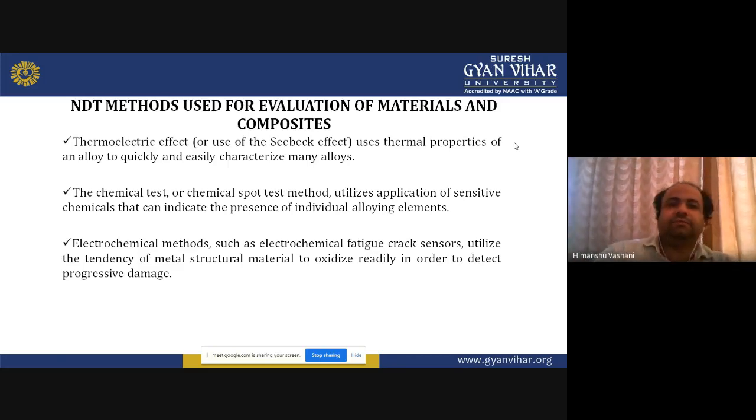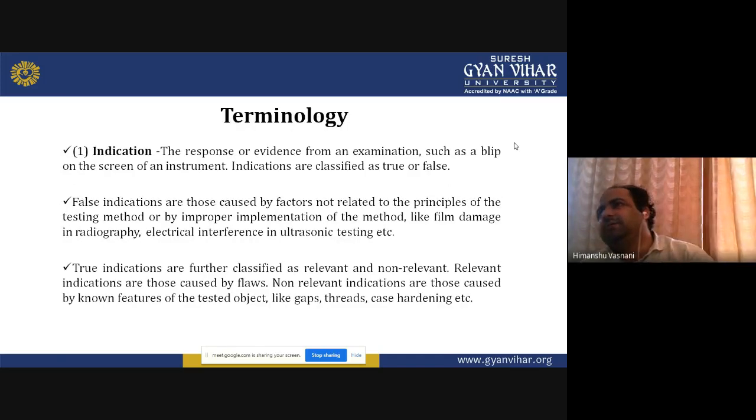Now, there are some terms that you will be having in the coming lectures, so you should be aware of these terms if possible.